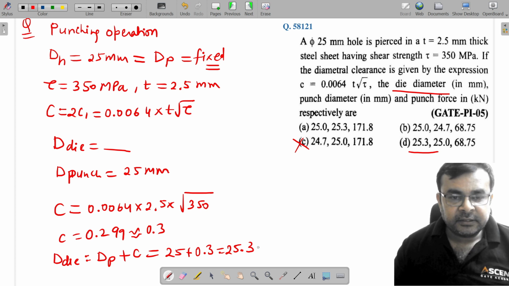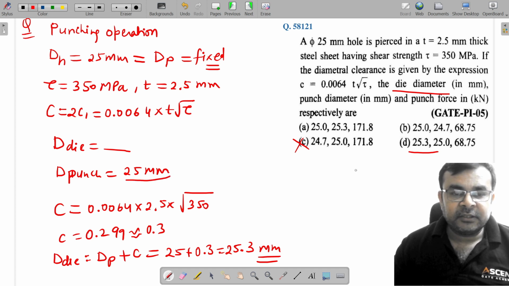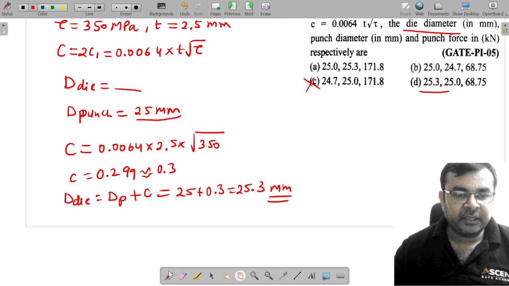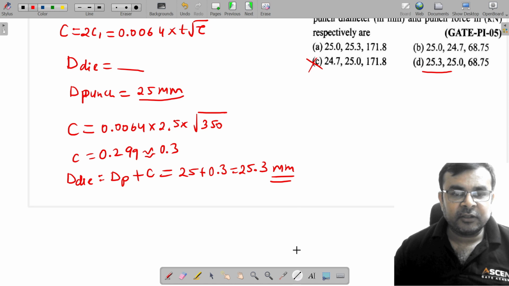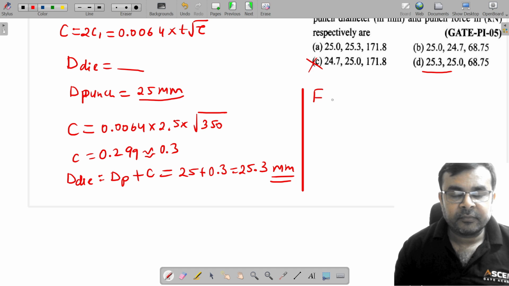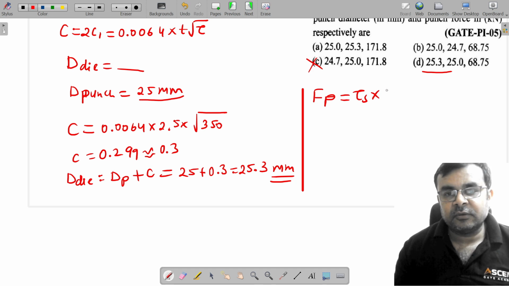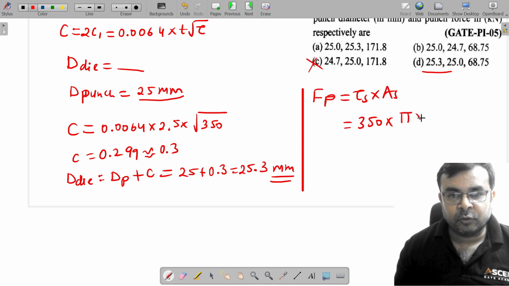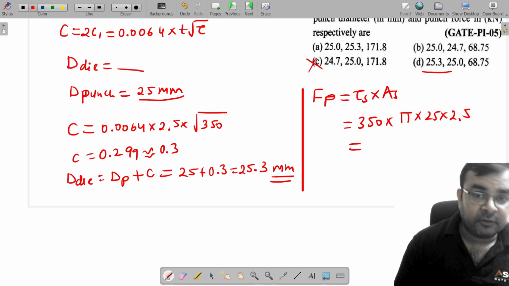So the die diameter is 25.3, yes, and the punch diameter is 25 mm. So there is no need to calculate punch force, although we can calculate. This is not a big deal. If I write the punch force, can I say FP is equal to shear strength into shear area, into diameter of the hole, and the diameter of the hole is 25 mm and thickness is 2.5.